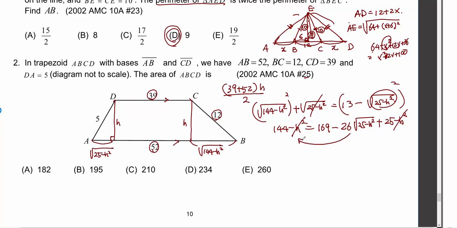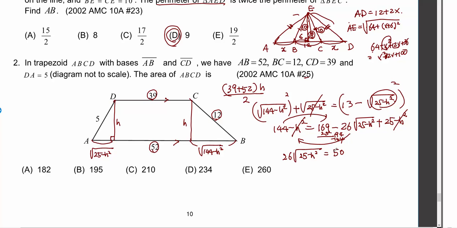Now the only radical term will move to the right. 26 square root of 25 minus h squared equals what? The rest moves to the right: negative 144, and this 25 over here. What is the sum? Negative 125, this is 50, right? Take a look over here. And what is this one? This is 194 minus 144, positive 50. It's okay.